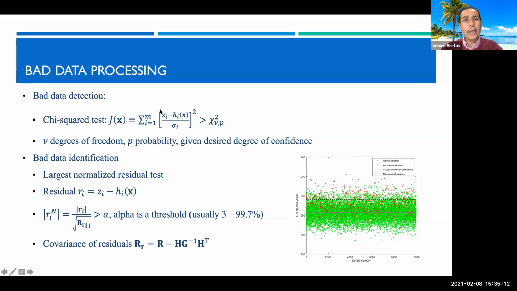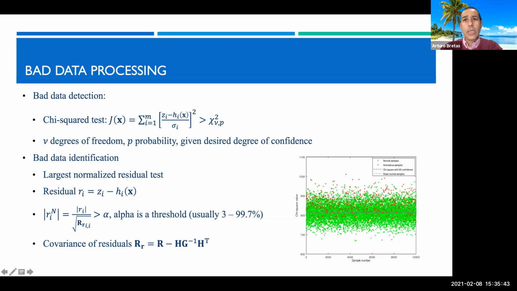So that would be data that is incorrect, considering a certain level of confidence regarding the meters that are sending that data. And for identification, what you have in place nowadays is what we call the normalized residual test. That is when one analyzes the largest residual, and considering a certain confidence level, the largest one is the one that has bad data.